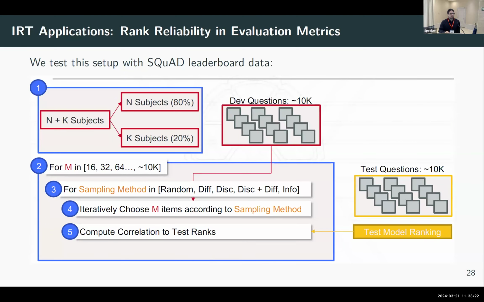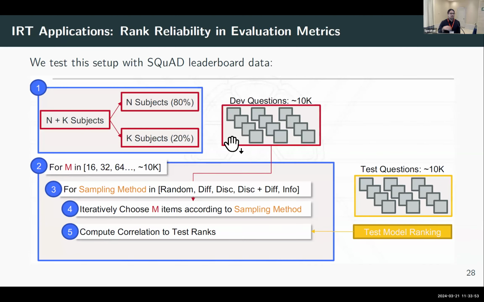So the way that we set this up is we took the SQuAD leaderboard and all the models, and we split 80% of the models and 20% of the models into a different group. Then for different ranges of experiment sizes and different ways of sampling questions, we iteratively chose M items according to the sampling method. So for example, let's say that we picked questions by the most difficult IRT parameter.